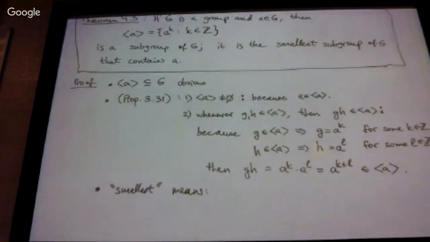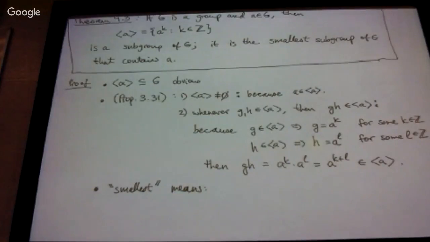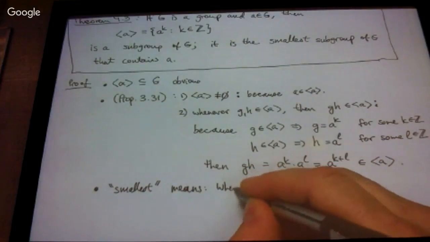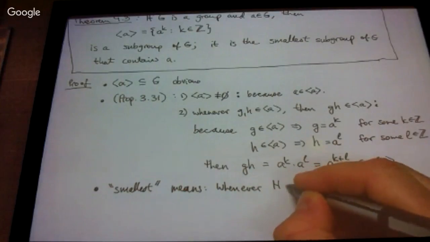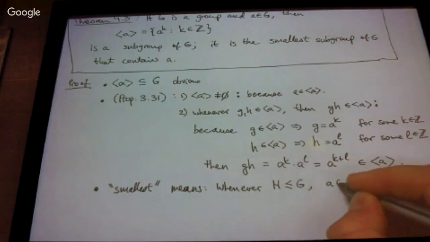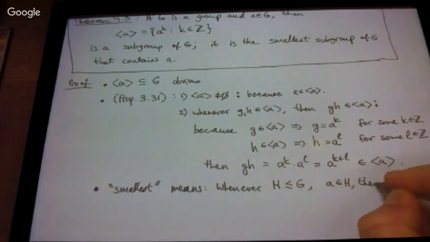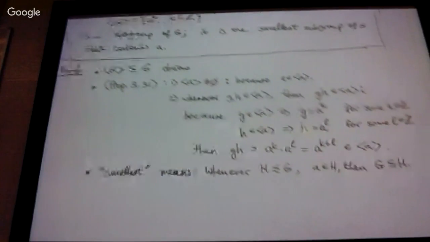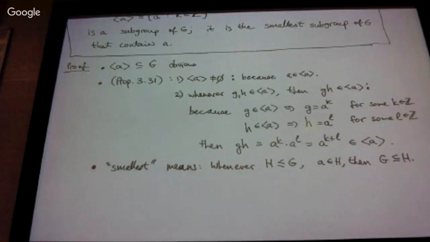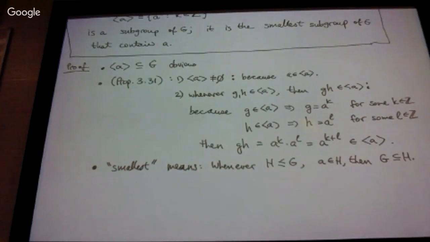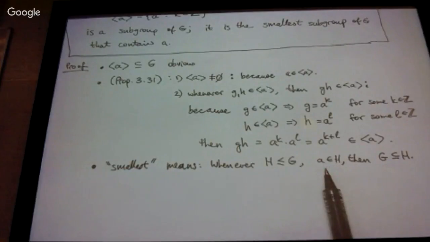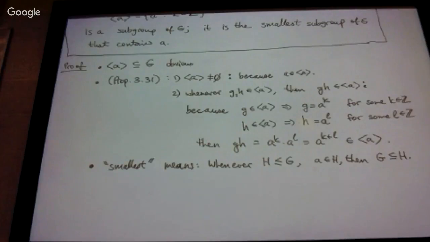well, smallest means that everything else is bigger. Right? So this means that whenever H is a subgroup of G and A is an element of H, then H is bigger. So G is a subset of H. Actually, a subgroup. Well, I'm allowing G to be equal to H. So whenever I take a subgroup of G which contains A, it's either G or bigger. It can't be smaller.